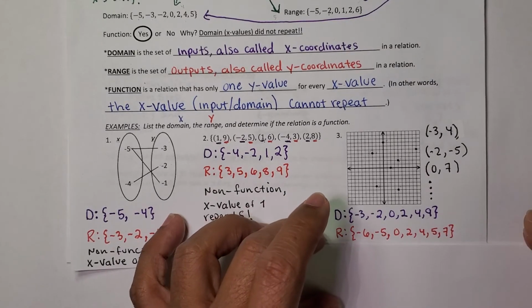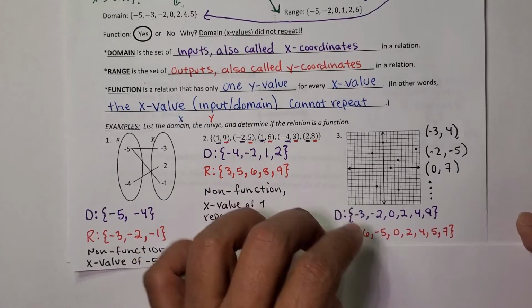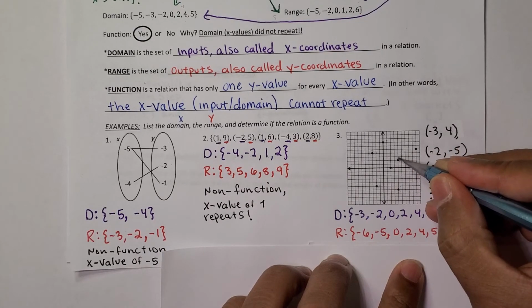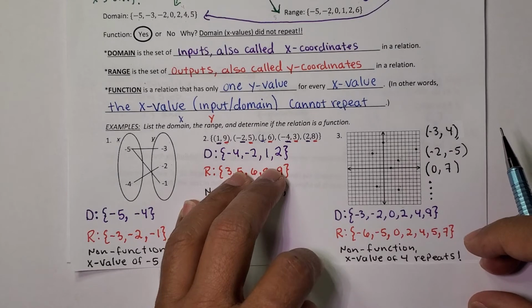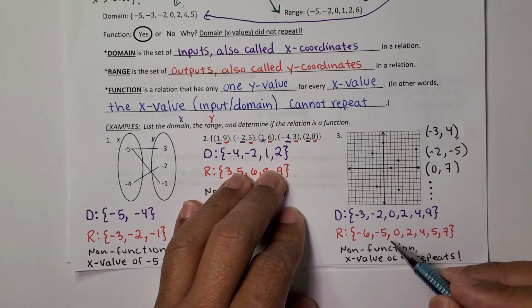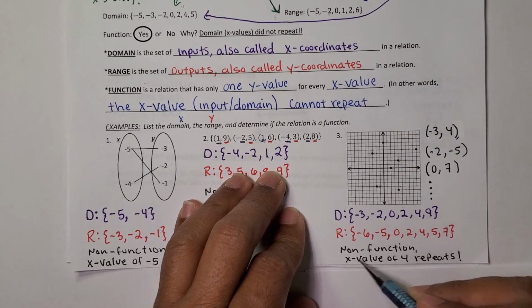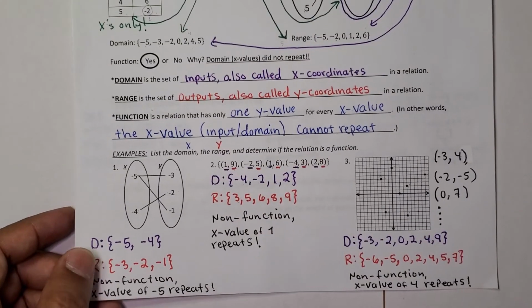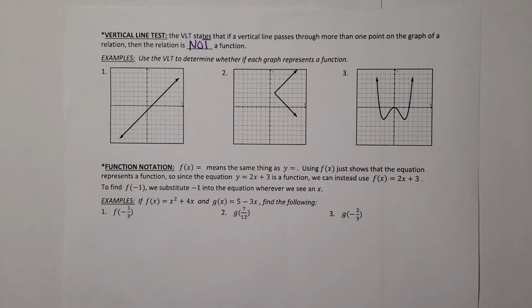Now, the next question is, is this relation a function? And the answer is, as you can see, x equals 2 is here and also there, so the x equals 2 repeats. So this is a non-function. I'm sorry, the x equals 4 repeats, so this means that this is a non-function. I apologize for that mistake. All right, so let's go on to the next page of the notes.